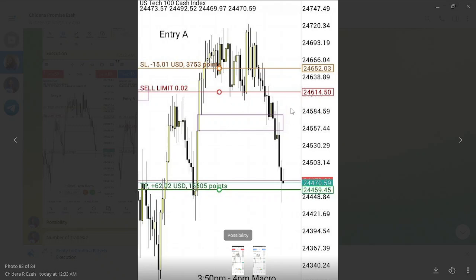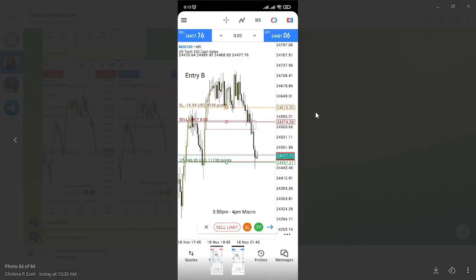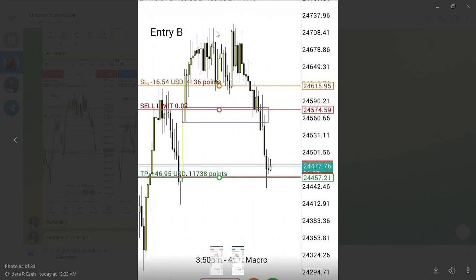Okay. So this is just what I would have done differently. Then go to entry B. Where is the next possible entry if I had missed that first one? Since I missed that first one, now this is under possibility.